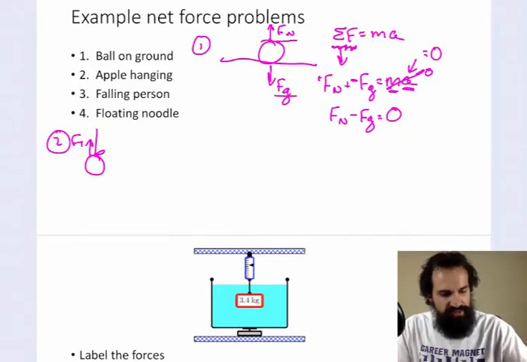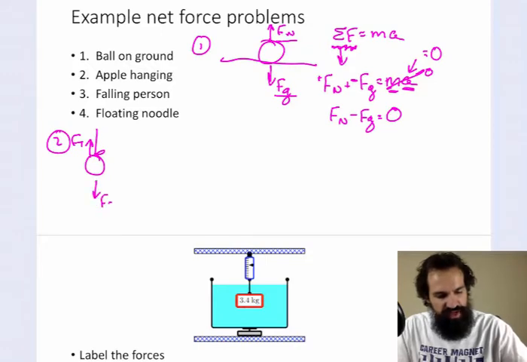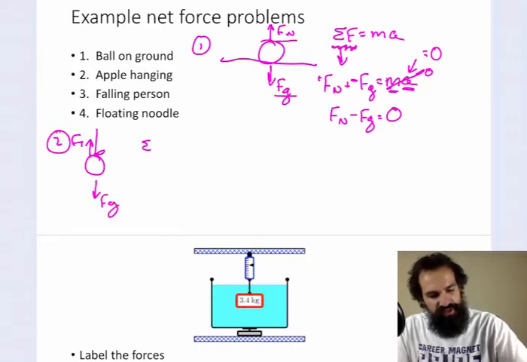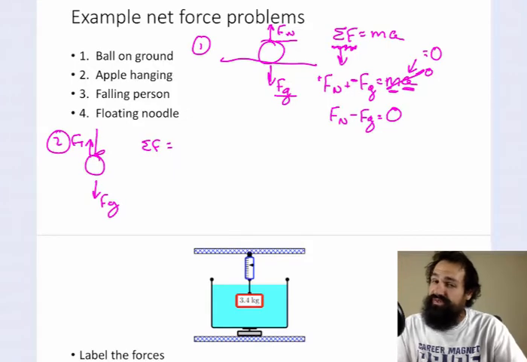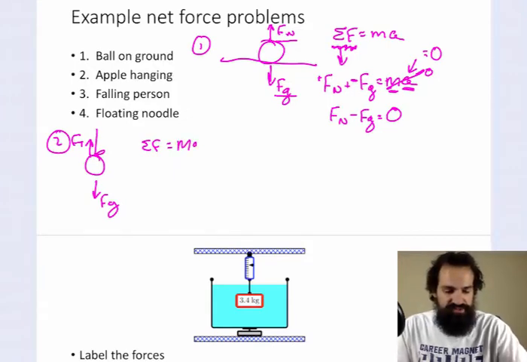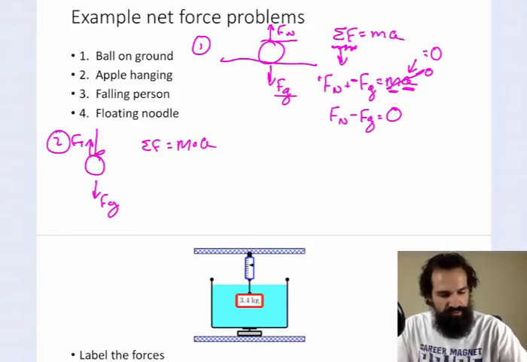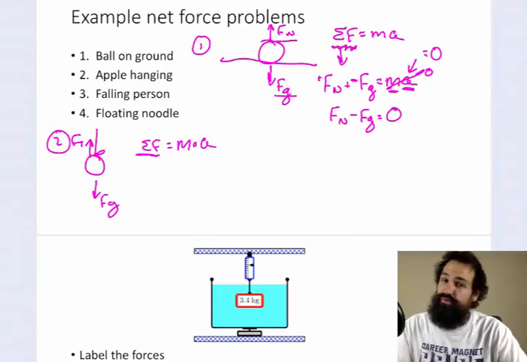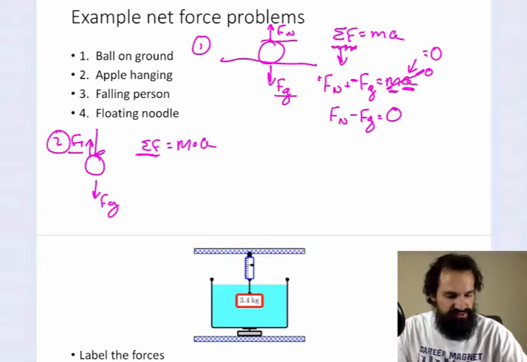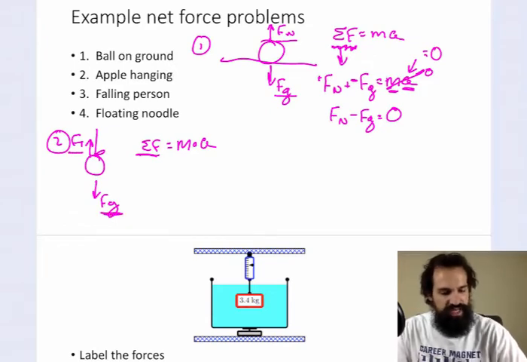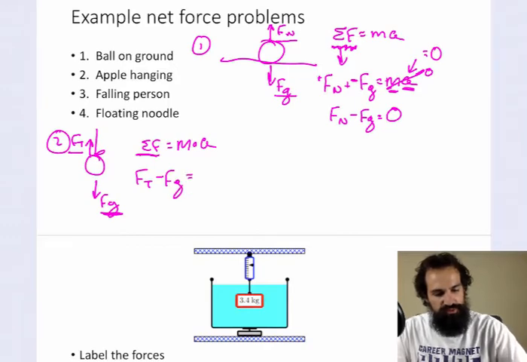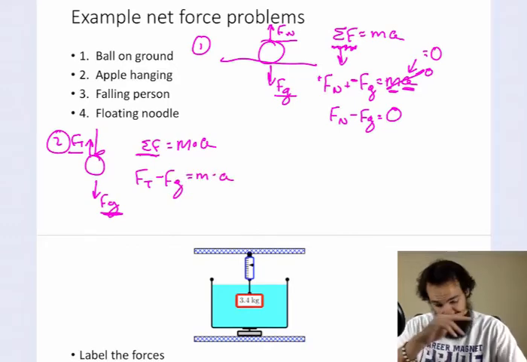So we have tension up, force of gravity down. And now to do my net force equation, always start with your base equation. Net force equals mass times acceleration. Fill in all of your other forces, taking into account positive and negative. Tension is up, so it's positive. Weight is down, so it's negative. Tension minus the force of gravity equals mass times acceleration.